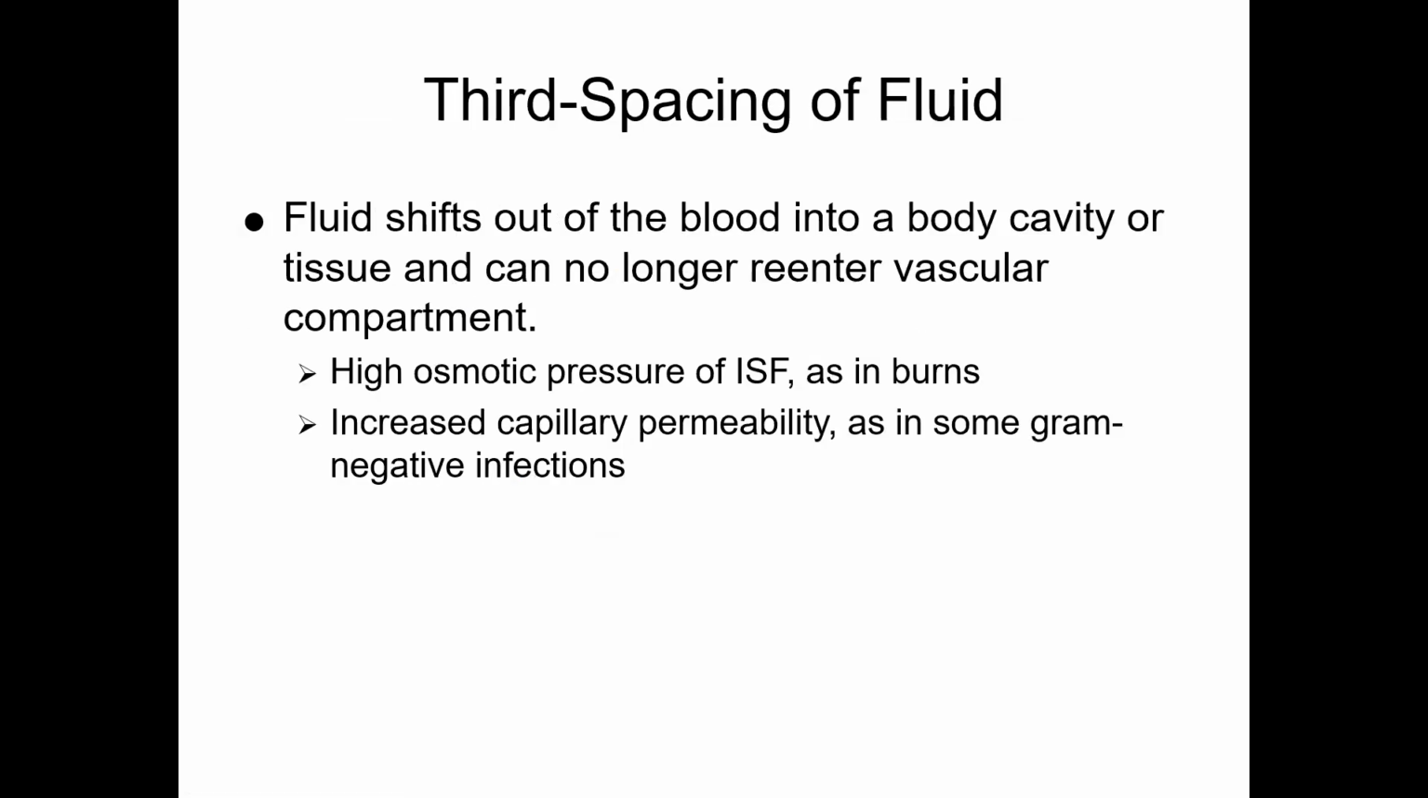Third spacing. So with this, we have fluid shifting out of the blood into a body cavity or tissue where it's no longer available. Examples: peritonitis, inflammation and infection of the peritoneal membranes, burns. Until it's removed, the fluid will stay in the third space in the body, but it's not functional. We can't do anything with it.